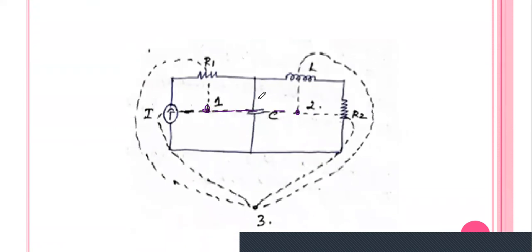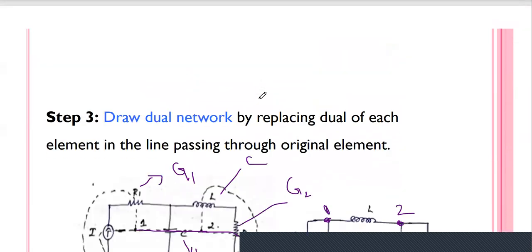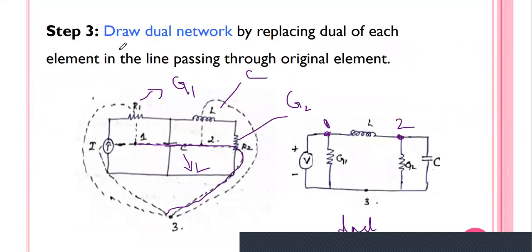Okay, so similarly you just draw the lines. Then the third step is to draw a dual network, by replacing the dual of each element in the line passing through the original element. So here this current source is replaced by a voltage source.